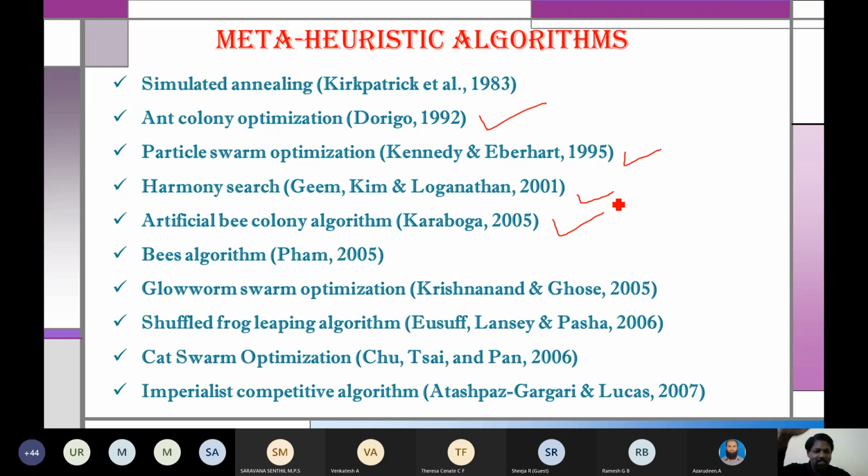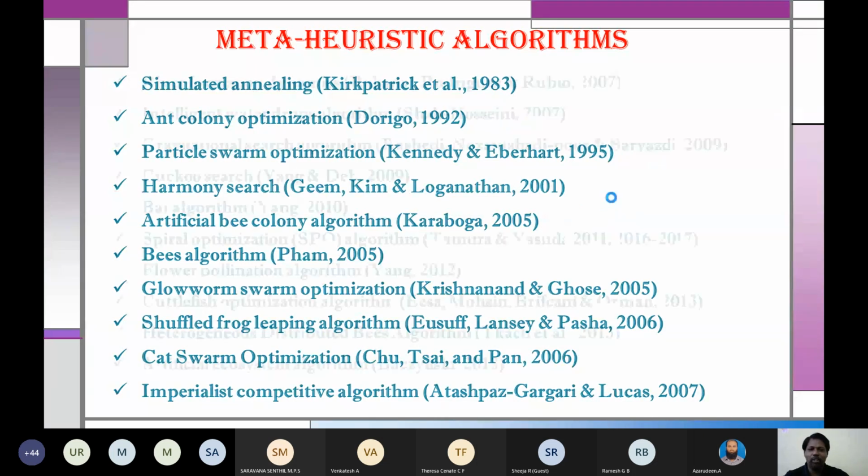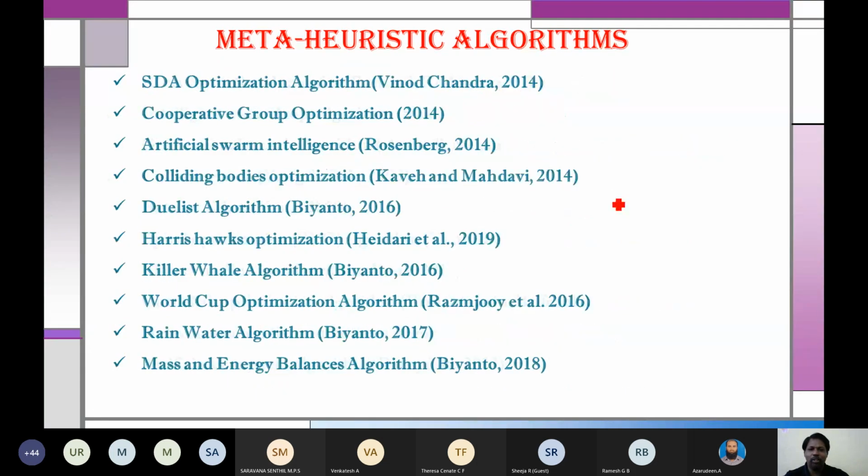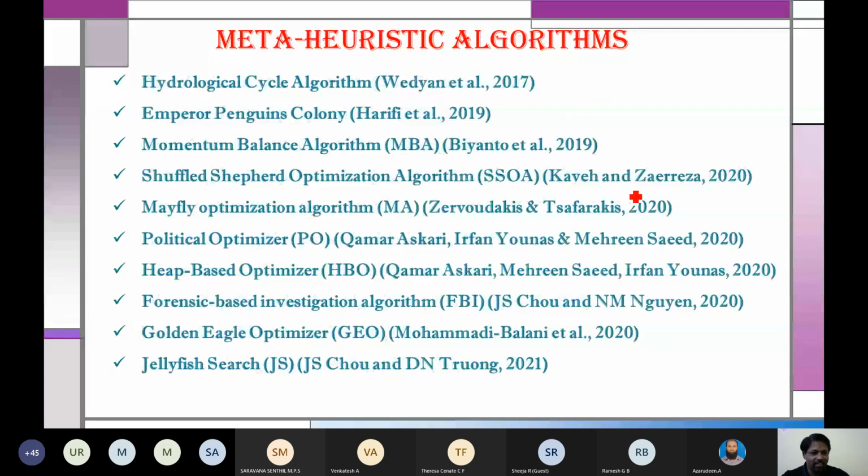So you can see n number of metaheuristic algorithms are there. Up to 2021, recently they have something called jellyfish search. So we have a lot of metaheuristic algorithms. Normally in a research paper, what we do is run one algorithm, get a result, compare it with other algorithms, and tell that it is the best. Things are going like this only.